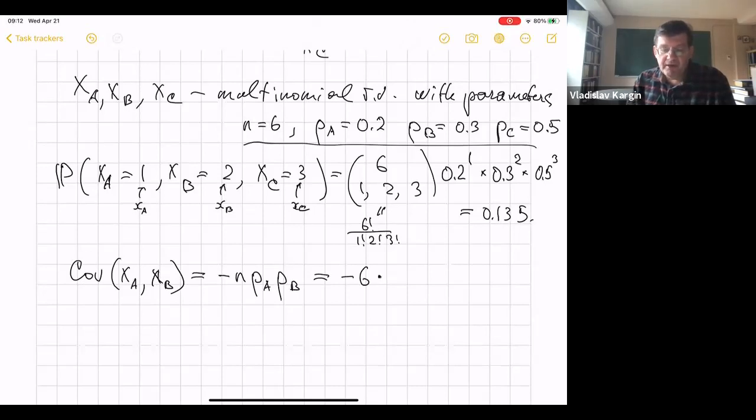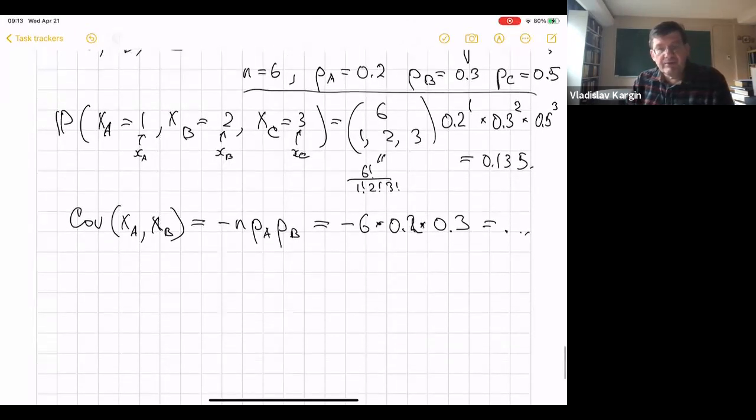And so it's equal to, in this case, minus 6 multiplied by PA, which is 0.2, multiplied by 0.3. And this is equal to something. Right? Now, this is covariance, but covariance doesn't tell us much about the real strength of the dependence.